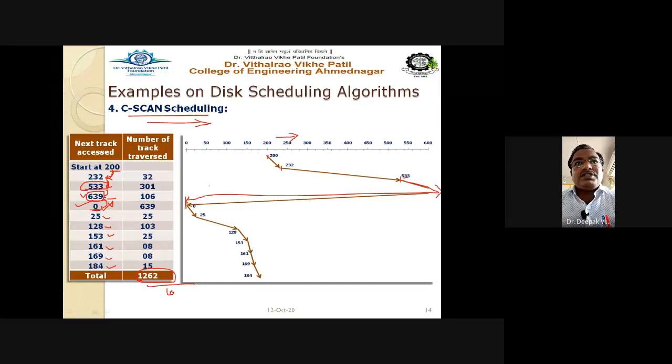But while coming in this direction, it will not serve any of the requests. So this path, you will see, is the empty path. No request is served while traversing in the reverse direction. This is the important point in case of C-scan, and this is the difference between the scan and the C-scan algorithm. Just remember this point. Now, when it reaches 0, it will start moving in this direction, and while moving in the right hand direction, whatever the requests are, that is 25, 128, then 153, 161, 169, 184, all the requests are serviced while moving in the right direction, right? So just see it once again.